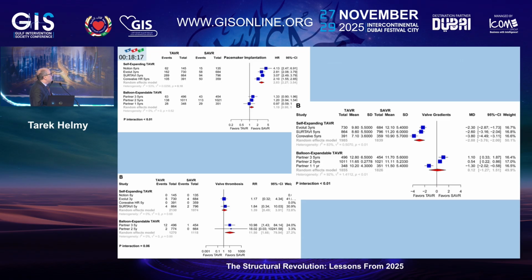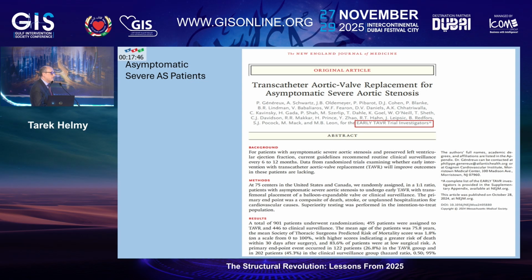If you go down now to pacemaker implantation, there are significantly worse outcomes with self-expanding TAVRs. And this is balanced further on the right slide with the valve gradients, which are better in self-expanding TAVRs as compared to balloon expandable TAVRs. So there's a price to pay for each one of these devices, but overall, we agree that the outcomes are comparable between TAVIs and SAVRs at 10 years and in the meta-analysis. So things are actually very, very promising for TAVR in severe aortic stenosis.